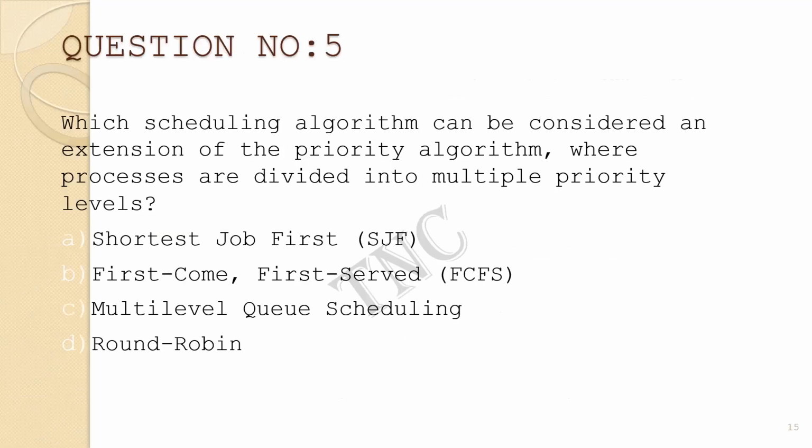Which scheduling algorithm can be considered an extension of the priority algorithm, where processes are divided into multiple priority levels? Can you guess the answer? Yes, it's option C, the multilevel queue scheduling algorithm.